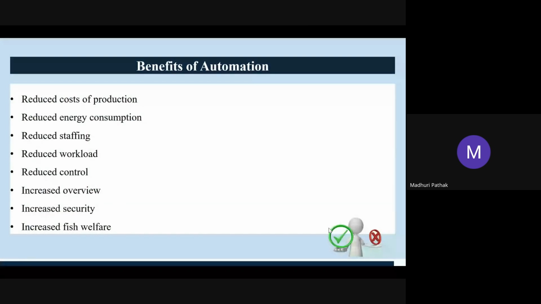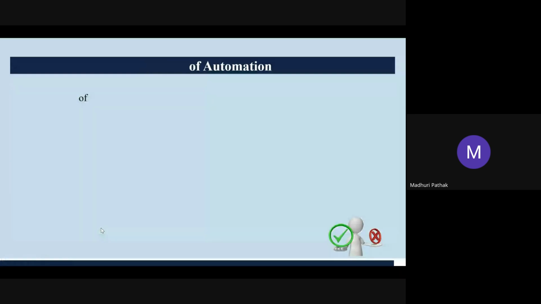So what are the benefits of automation? As we have already discussed, reduced cost of production, reduced energy consumption, reduced staffing. That means you can save your manpower and their energies. Reduced workload, reduced control, increased overview, increased security, and increased fish welfare.